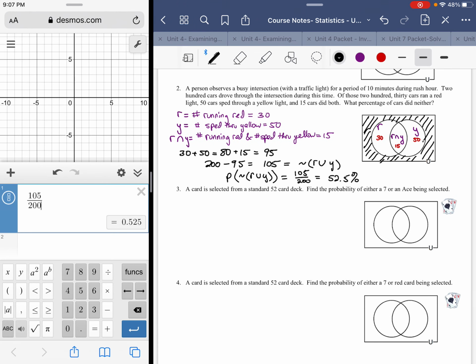All right. Number 3, a card is selected from a standard 52 card deck. Find the probability of either a 7 or an ace being selected. So the probability of getting a 7 or an ace.